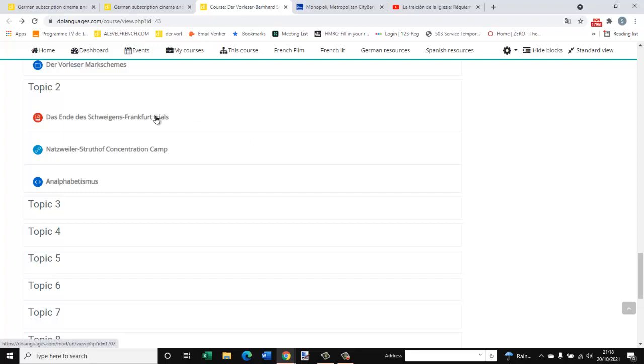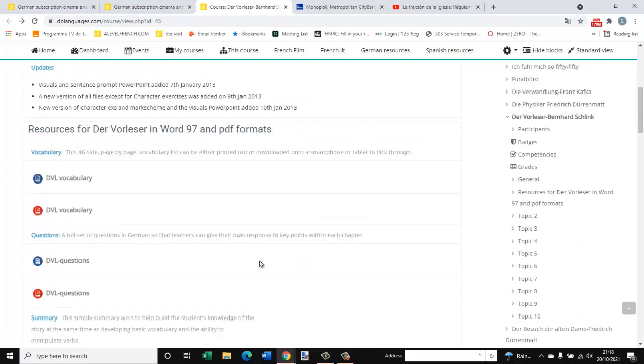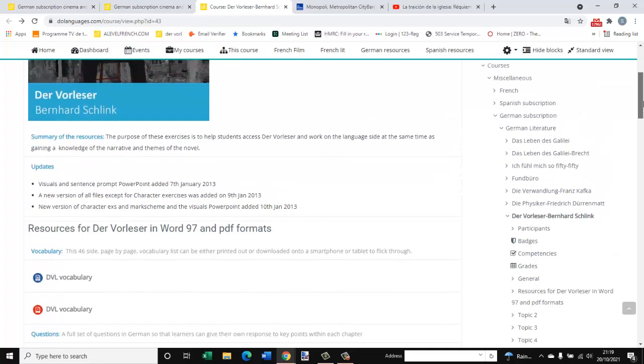Then you've got an interesting background article on the Frankfurt trials, a description of Natzweiler-Struthof concentration camp, which is the one the protagonist visits, and that's basically it. So you've got plenty of materials to go out there. The idea being we're trying to keep things in the language, we're trying to develop quality of language, and these materials have been shown to achieve that.